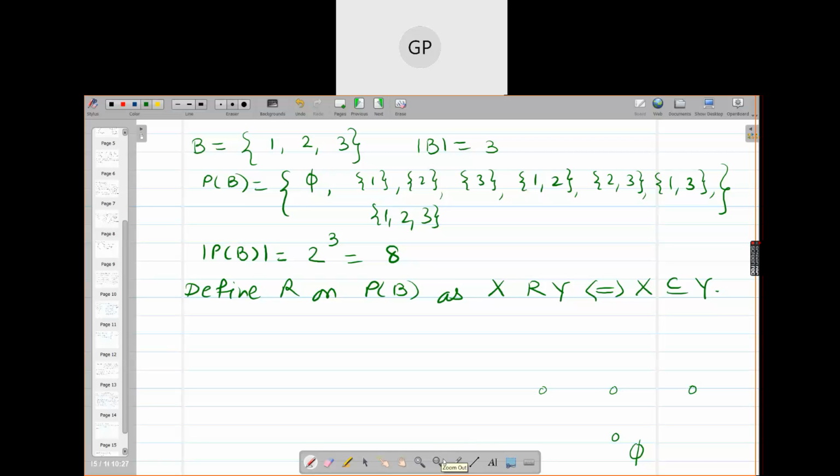Phi is a subset of which sets first? 1, 2 and 3, right? And are they comparable? 1, 2 and 3? Are they comparable? No. They are not subsets of each other. Therefore, they are at the same level and all of them cover phi.